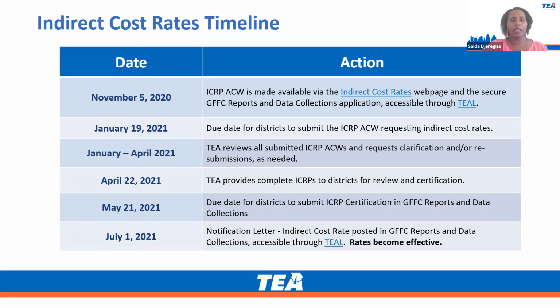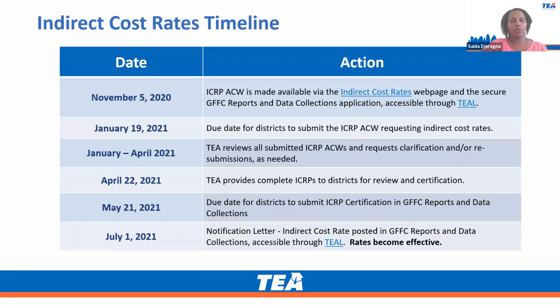And then on April 22 is when we plan to have your completed ICRPs uploaded to GFFC reports. And that will give districts about a month to review their ICRP ACW and submit the certification back to TEA by May 21st, 2021. So this is the due date for the ICRP certification.